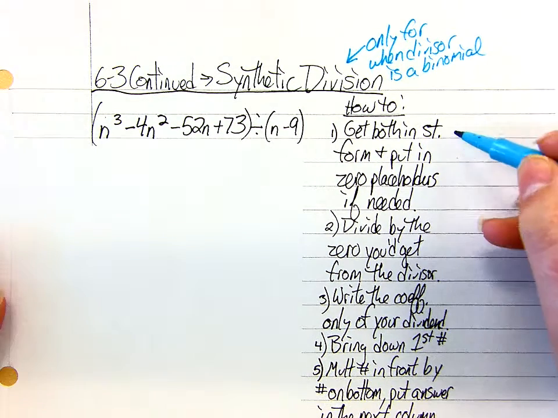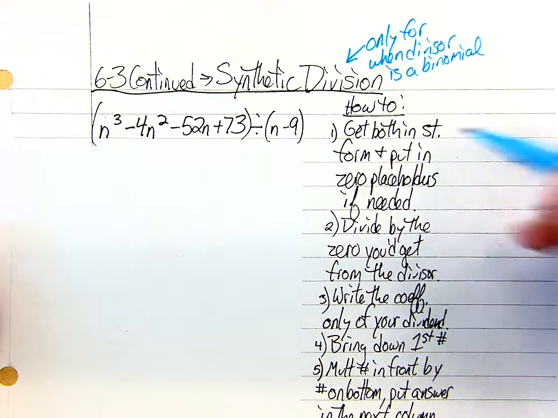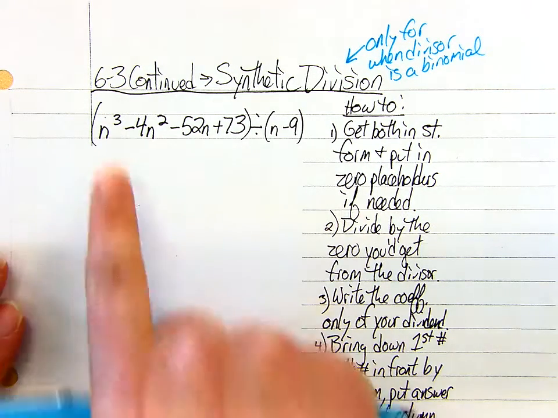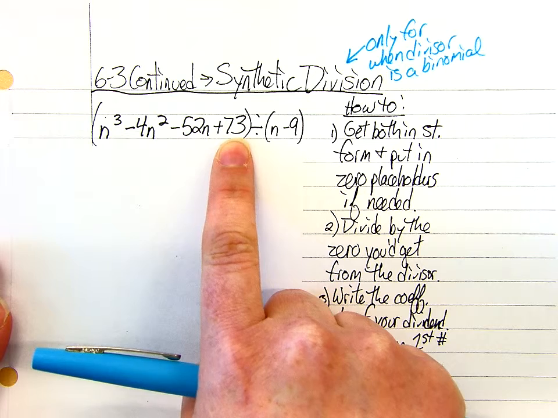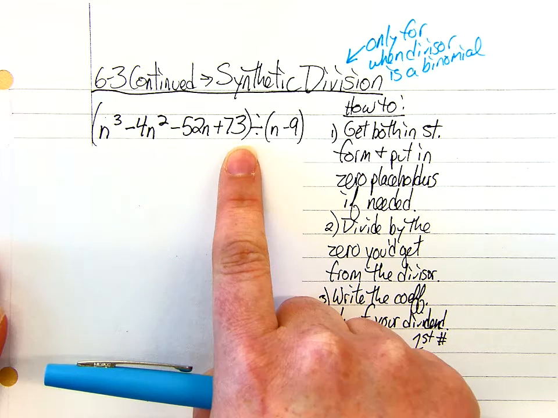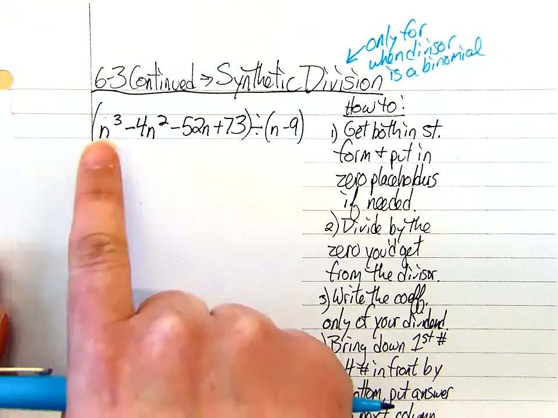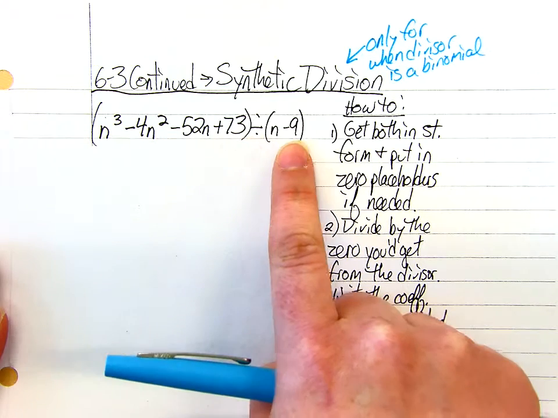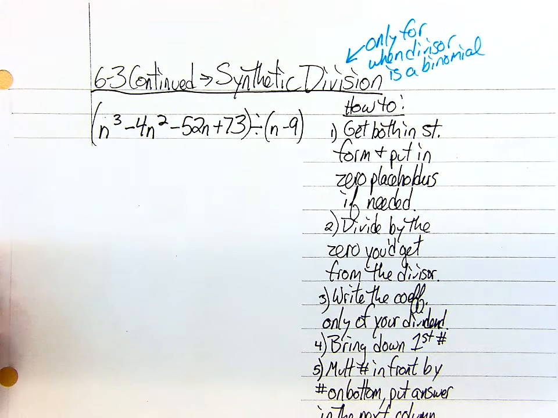Okay, so number 1 says, just like yesterday, I want to get both in standard form and put in 0 placeholders if I need them. So if I check both of mine, that's in standard form. Do I need any 0 placeholders for this guy? No, he's all set. I have 3, 2, 1, and then none. This guy's in standard form, don't need any 0 placeholders, I'm fine. So that part's all set.